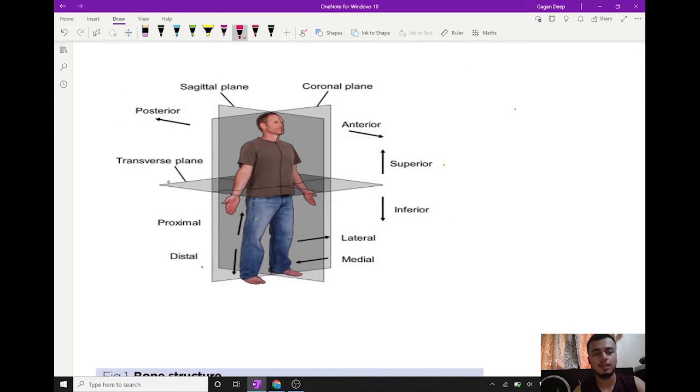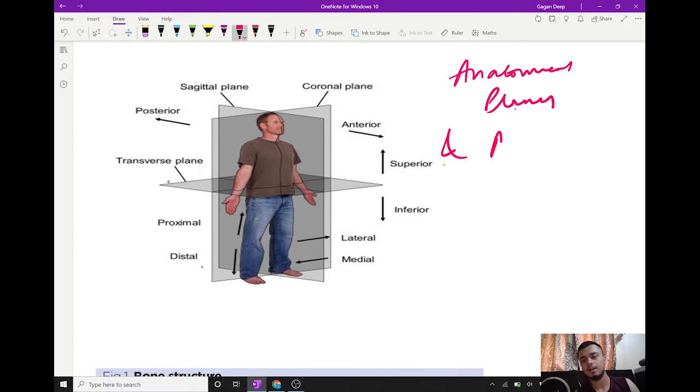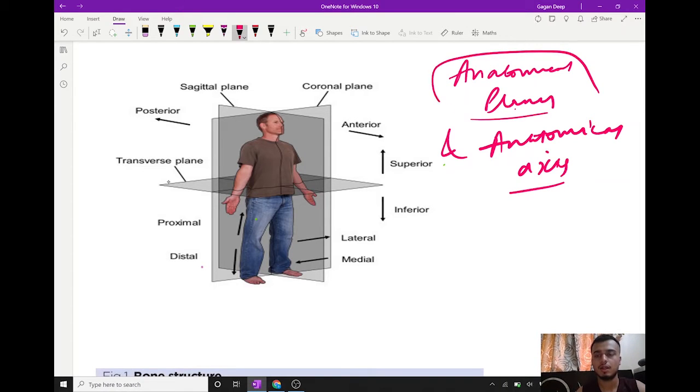Now after covering the anatomical position, we are gonna cover the anatomical planes and anatomical axis. Anatomical plane and anatomical axis. Now what are the three planes of the human body?